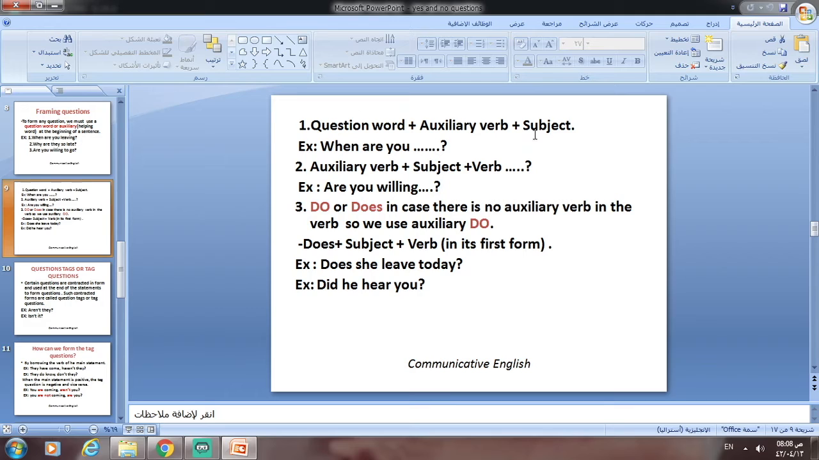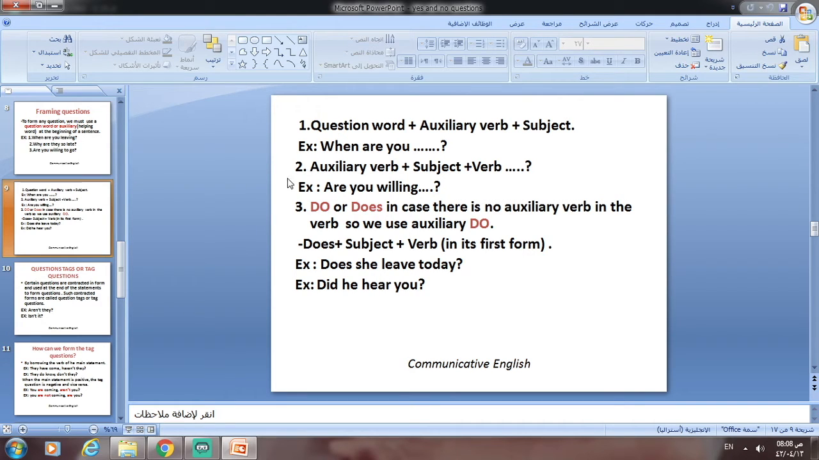and then the subject. So question word, auxiliary verb, and subject. Like, when are you? When is she, for example? Then sometimes we can use the auxiliary verb as a question word. Then we use the subject, then the verb. Okay?